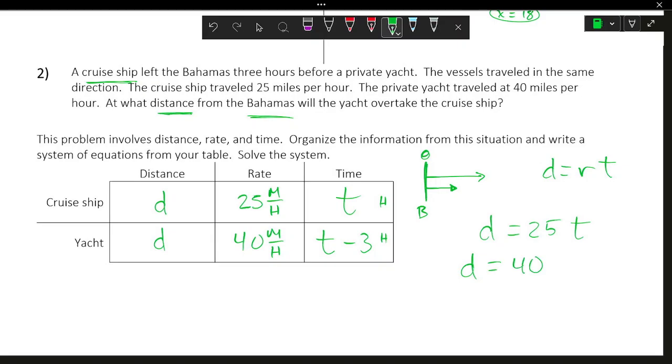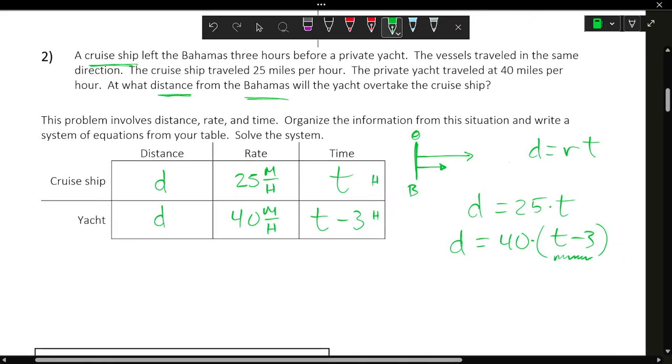Now, the amount of time, let's be careful. The amount of time is this expression, t minus 3, right? So in both of them, I'm multiplying distance, rate times time. It's just that the time here is an expression, so I need to be careful and make sure I get the whole thing. I want to know when they're the same distance from the Bahamas.